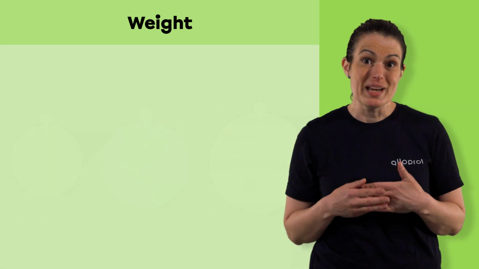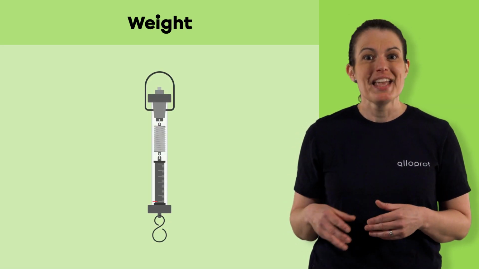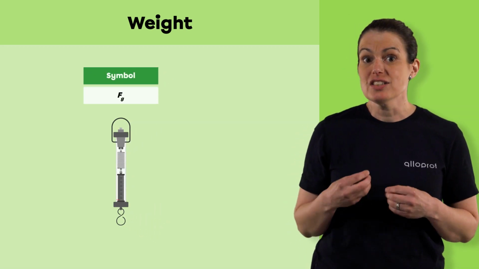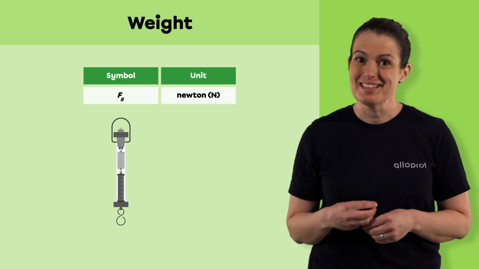In the lab, weight is measured with a dynamometer. The symbol for weight is Fg, and its unit is the Newton, named after the scientist Isaac Newton.